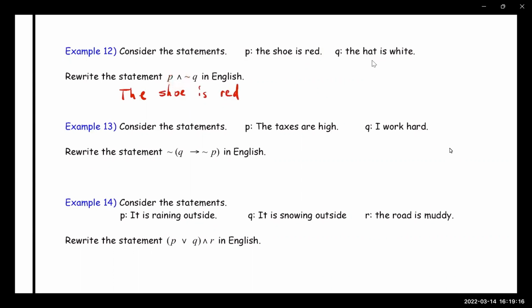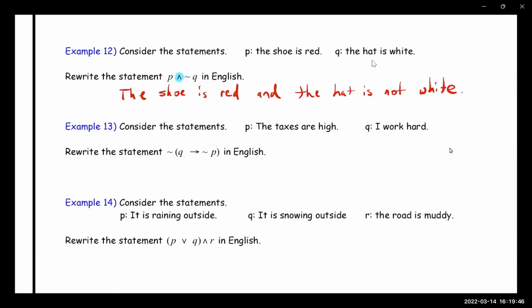And, the head. And, right? That would be and. Yeah. And then how would you write this in English? The hat is not white. The hat is, let me see. Yeah, you got it. The hat is not white. All right, there it is. So we just rewrote this in English form. The shoe is red and the hat is not white.